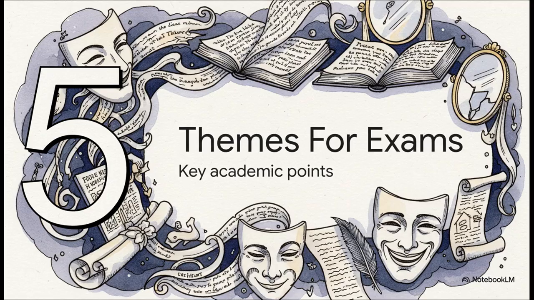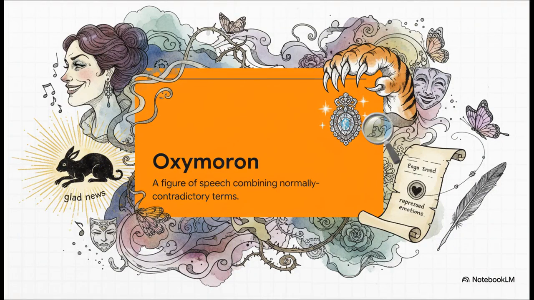Section 5. Themes for your exams. This is where we summarize the most important academic points you need to revise for your board exam answers. First, let us look at the literary devices. A key concept you must know is the oxymoron. This is a figure of speech combining contradictory terms.